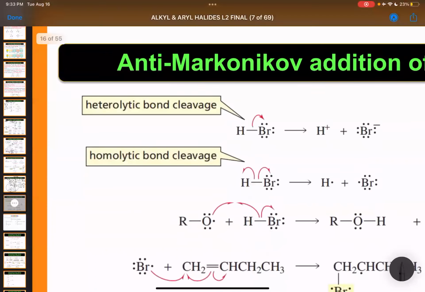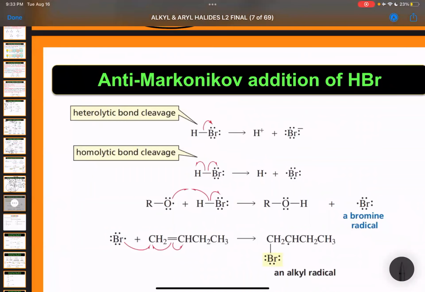So why does anti-Markovnikov addition occur? So normally, HBr without peroxide.